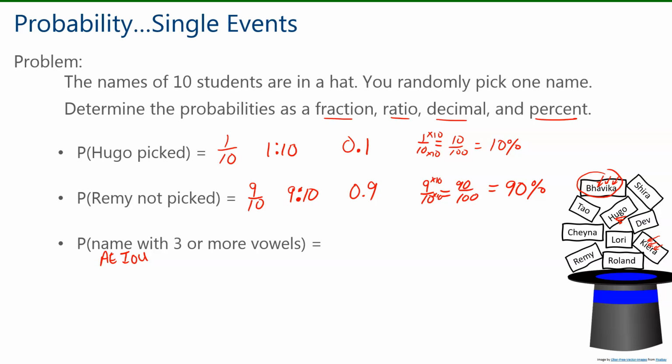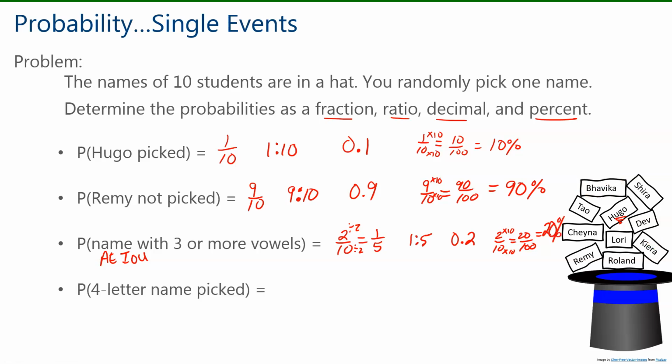Our probability then would be 2/10. Now, 2/10 is not simplest form. We do need to reduce. We get 1/5 by dividing numerator and denominator by 2, because the GCF for 2 and 10 is 2. We then get our ratio, 1:5. Our decimal, well, I can look at my fraction of 2/10. That gives me 0.2. And the percentage, 2 times 10, 20, which of course gives us 20%.